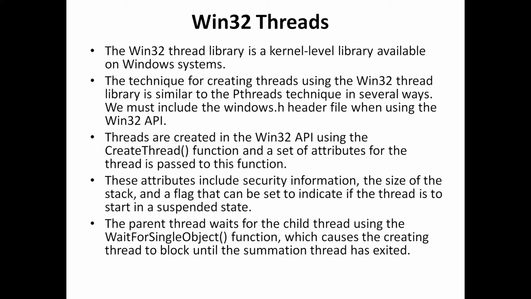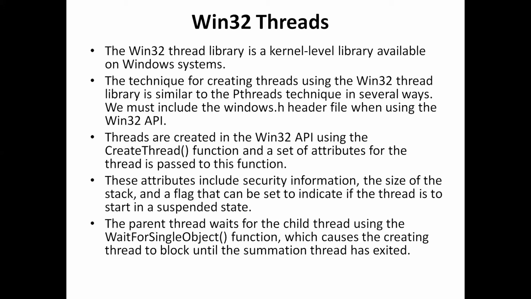Like pthread creation, where we passed 4 attributes, here also we need to pass a set of attributes to create the thread in Win32 API. These attributes include the security information, the size of the stack, and a flag that can be set to indicate if the thread is to start in a suspended state or not.